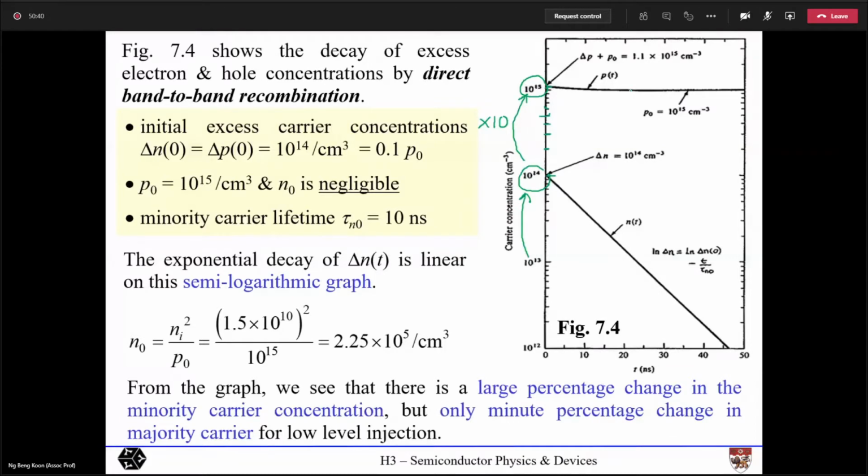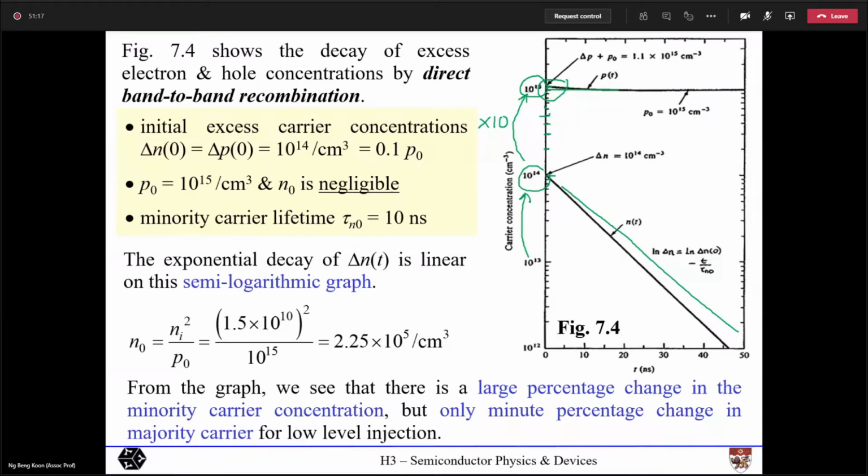Now you can see that in the case of the majority carrier, the excess carrier that is introduced is actually relatively small compared to the majority carrier. So you see that this difference here is not very large. It's approximately still a straight line on this log scale. Of course, we know that the minority carrier concentration would change exponentially with time, but if you put it on a log scale, if you take the log of an exponential function, you just get a linear change. You just get a straight line instead. That's why this curve here is a straight line.